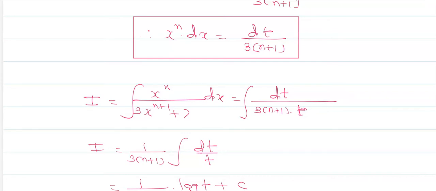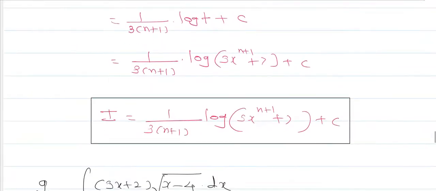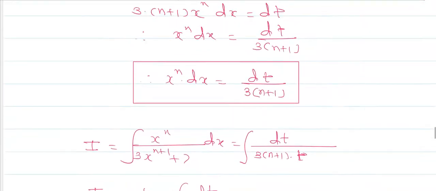Therefore, again, I is equal to 1 upon 3 in bracket n plus 1 times the integral of dt upon t. Now the integral of dt upon t is log of t plus c. Therefore, here is 1 upon 3 in bracket n plus 1 into log of 3x raised to n plus 1 plus 7 plus c. And this is the answer. So that is the final answer. Now the next problem is, you can see this again here.